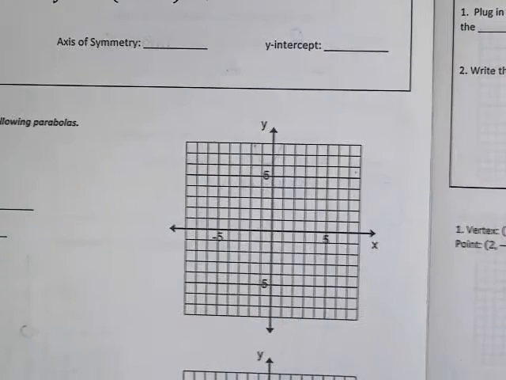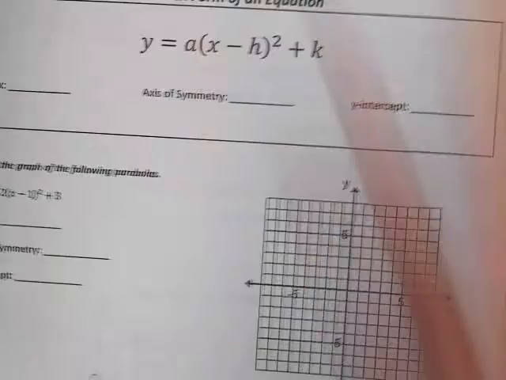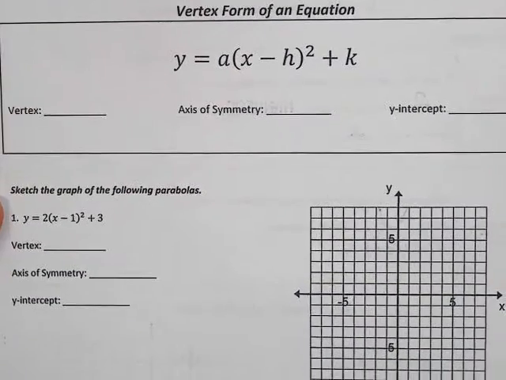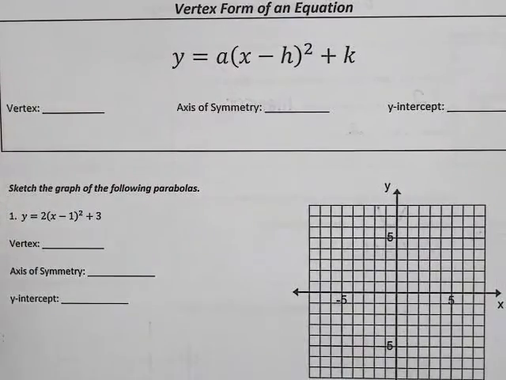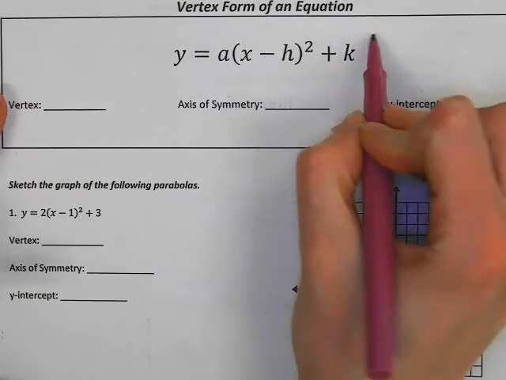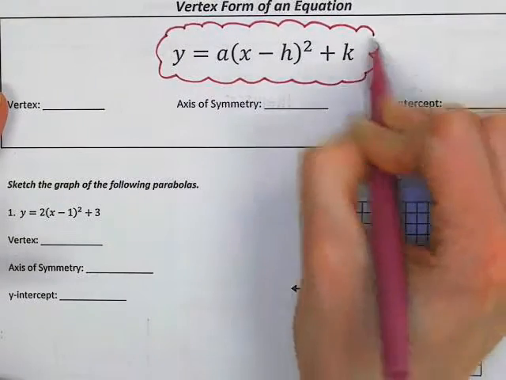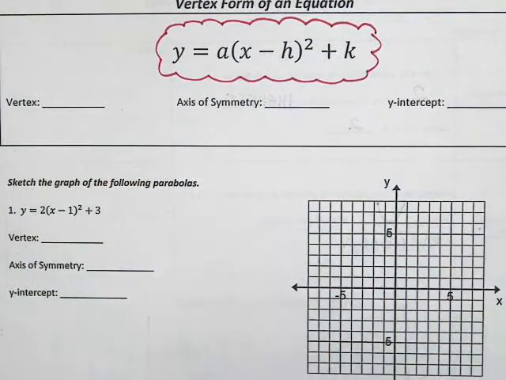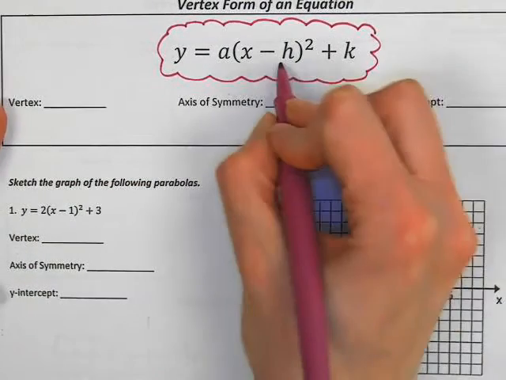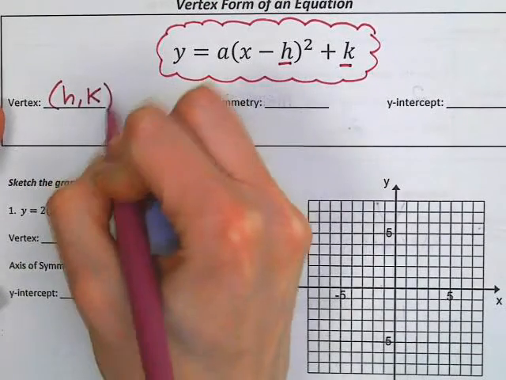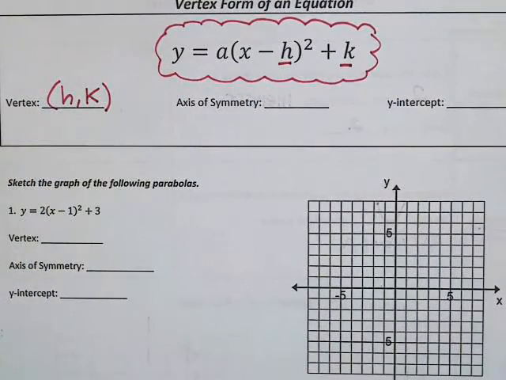Vertex form. Vertex form is y equals a times (x minus h) squared plus k. At some point, you guys will have to have this memorized. But let's talk about what everything is. The (h, k) is the coordinates of the vertex. The (h, k) is the vertex.